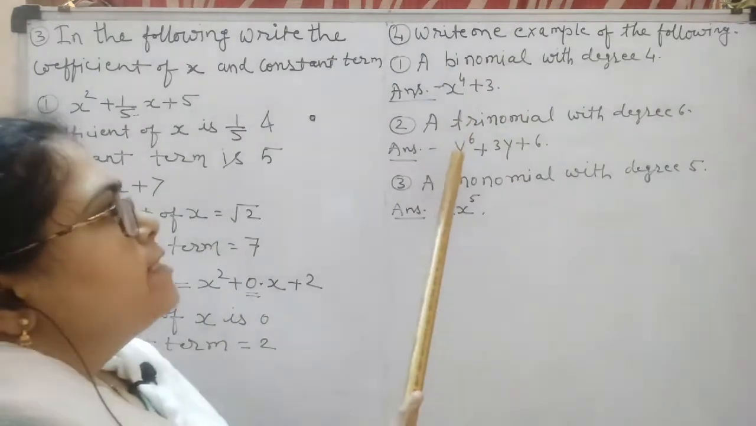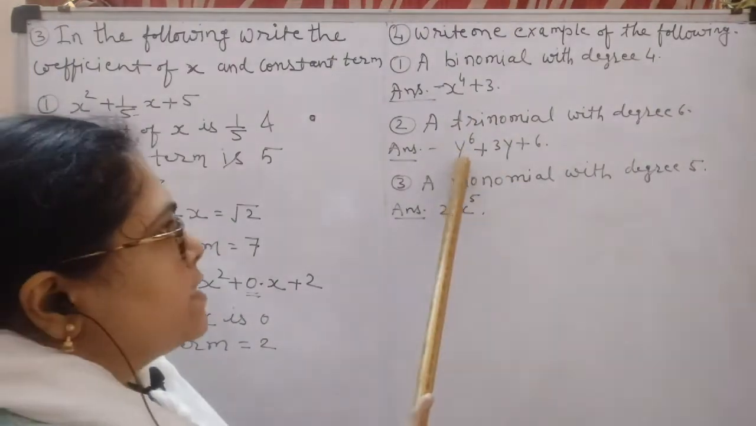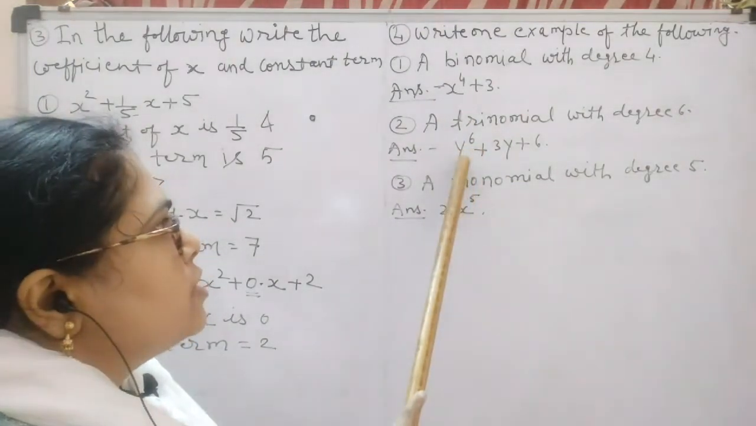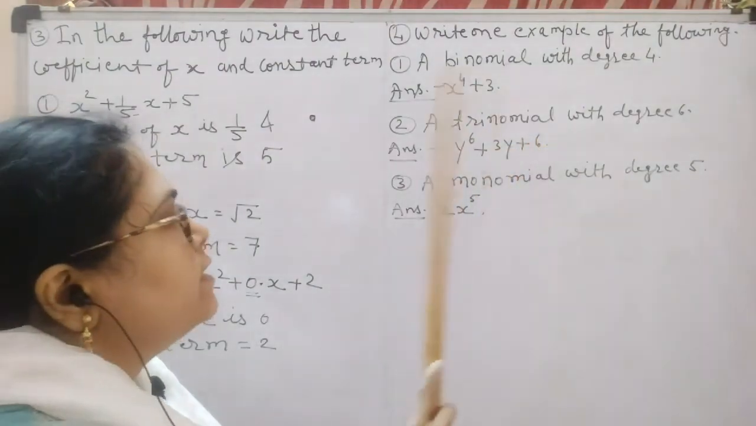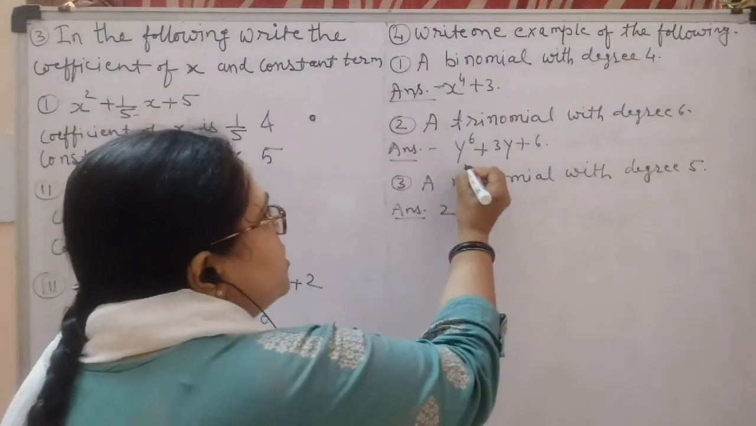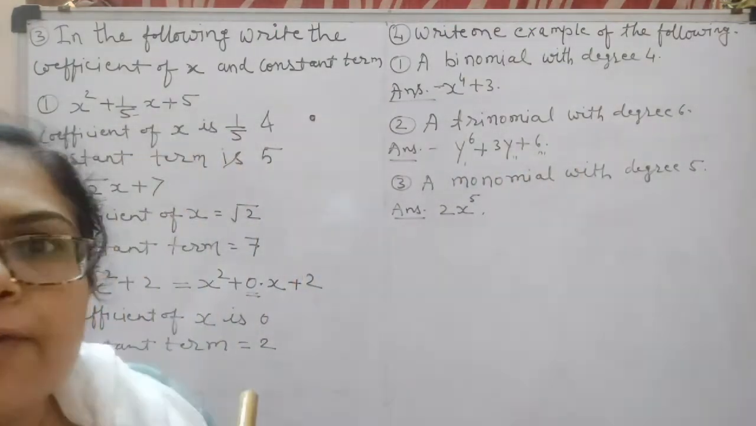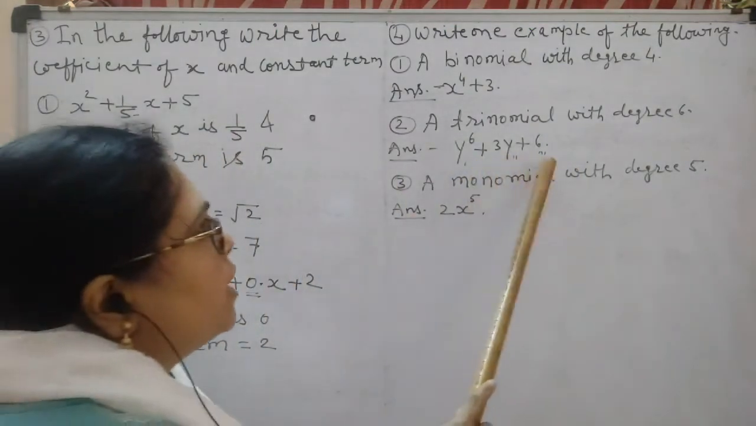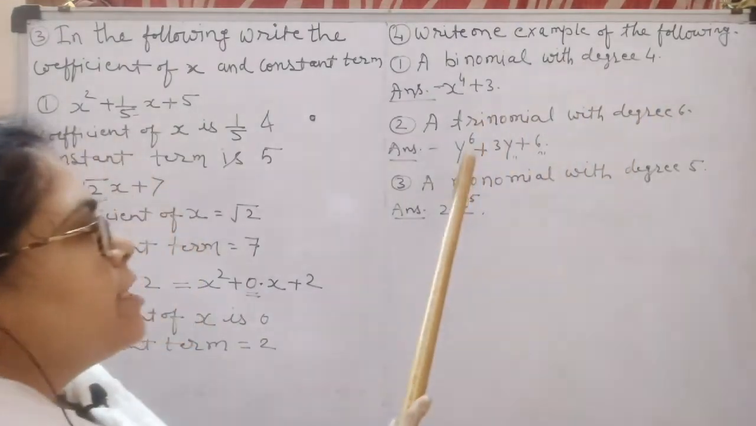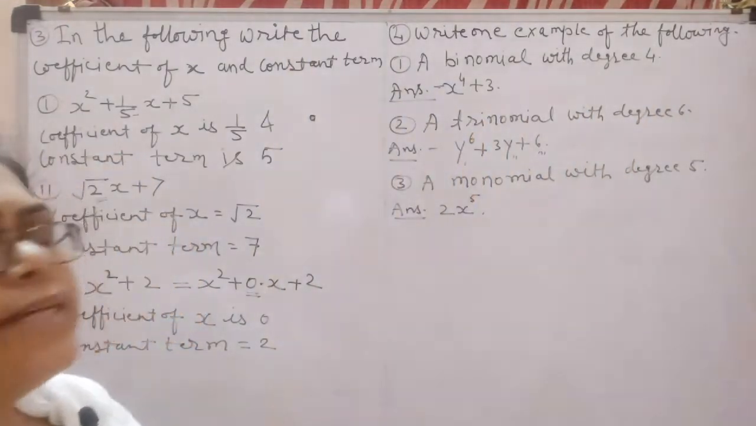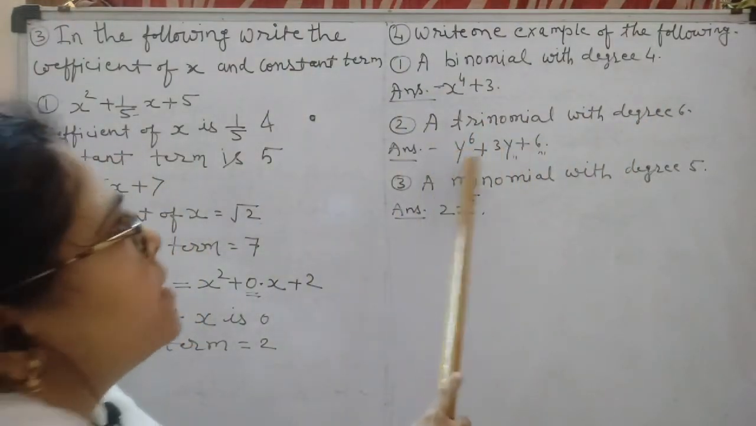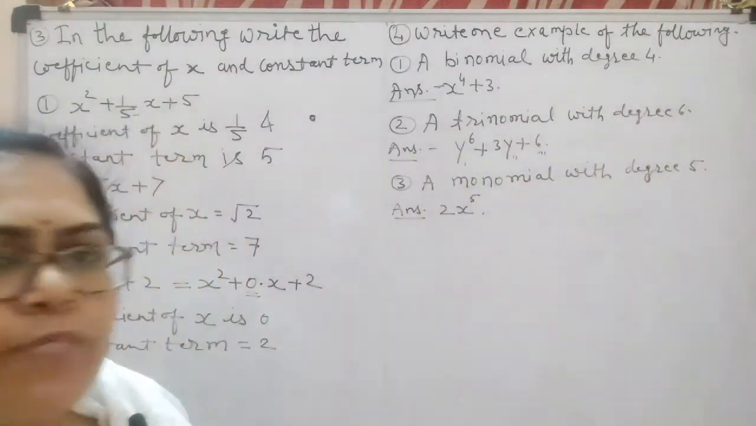And here, see, this expression has three terms: first, second and third. Okay, this is the first, this is the second term and this is the third term. So this is a trinomial, and with degree 6, the highest power of the variable is 6. So this is the example of a trinomial with degree 6.